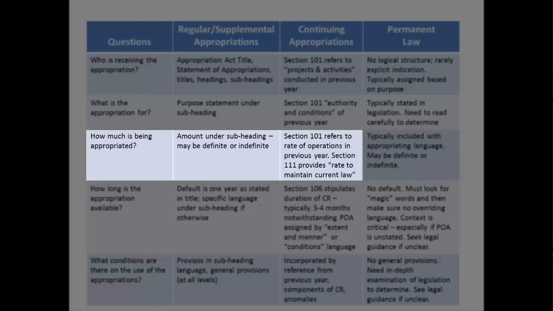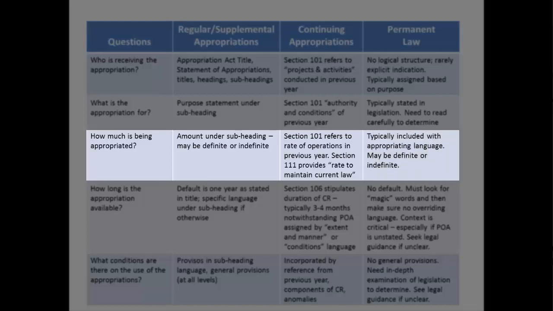Section 101 tells us to look at the rate of operations of the previous year incorporated by reference for discretionary programs. And Section 111 provides rate to maintain current law for mandatory programs. Mandatory estimates are generally available in the mid-session review of the President's budget for the budget fiscal year.